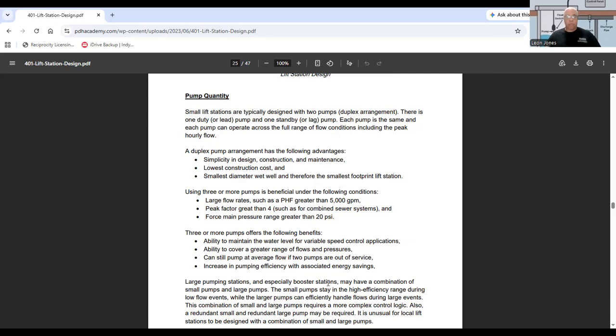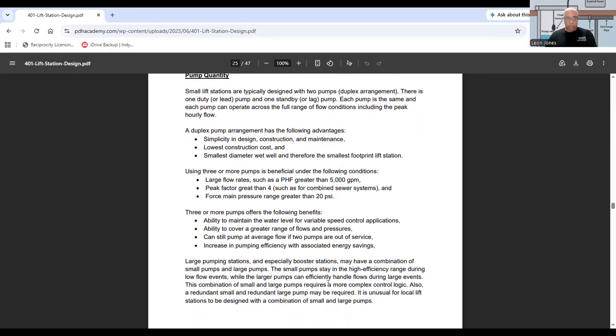Three or four or more pumps do offer the following benefits: ability to maintain the water level for variable speed control applications, ability to cover a greater range of flows and pressures, and it can still pump average flow if two pumps are out of service, and there's an increase in pumping efficiency with associated energy savings.